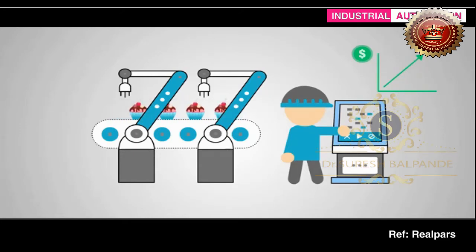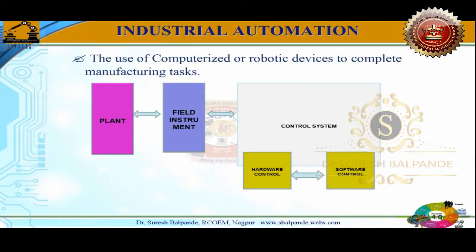The same principles apply to other industries. This is the arrangement in every industry: the plant is nothing but the process or the operation to be performed in the plant. And to complete this operation or process automatically, we have to use some sensors and actuators. Those devices we call field instruments. A field instrument may be a sensor or may be an actuator.